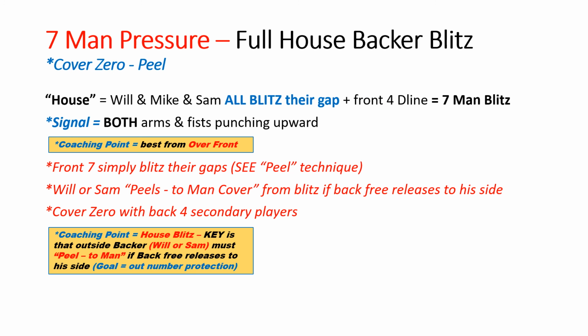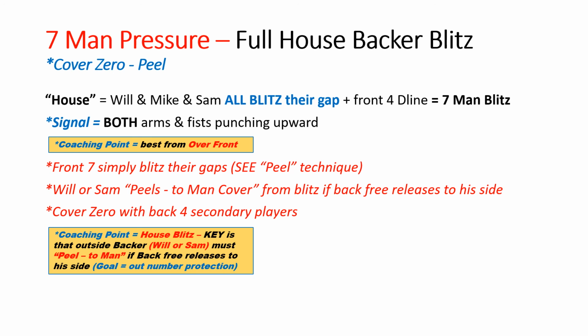All right, the last one is a 7-man pressure, or what we call full house backer blitz. Obviously, we're going to be in a cover 0, but to keep it sound, we'll use a peel technique, which I'll explain. So house is just the Will, Mike, and the Sam just blitz their gaps, and the 4 D linemen are going in their gaps. So we get 7-man pressure. Signal is just both the arms and the fists punching forward. Full house. It's best from an overfront, but you can do it from any.